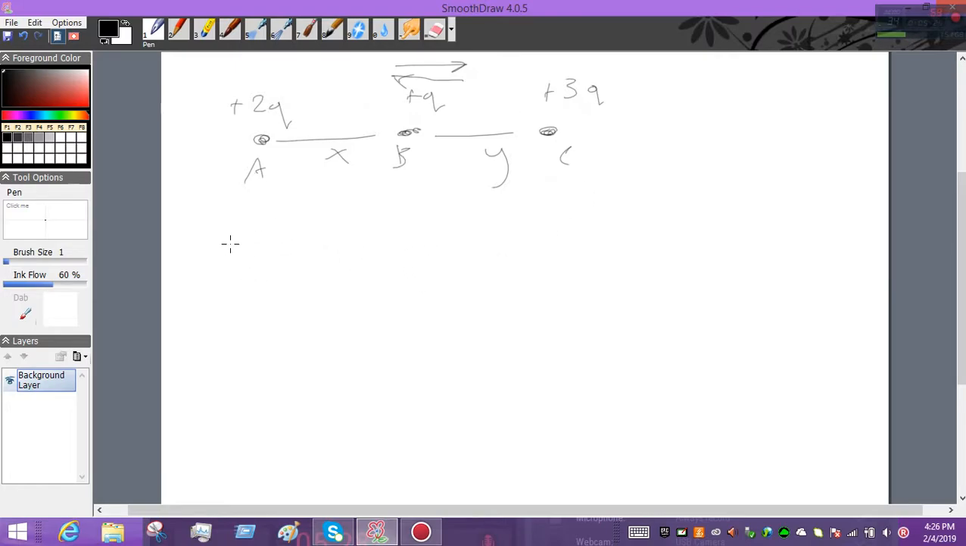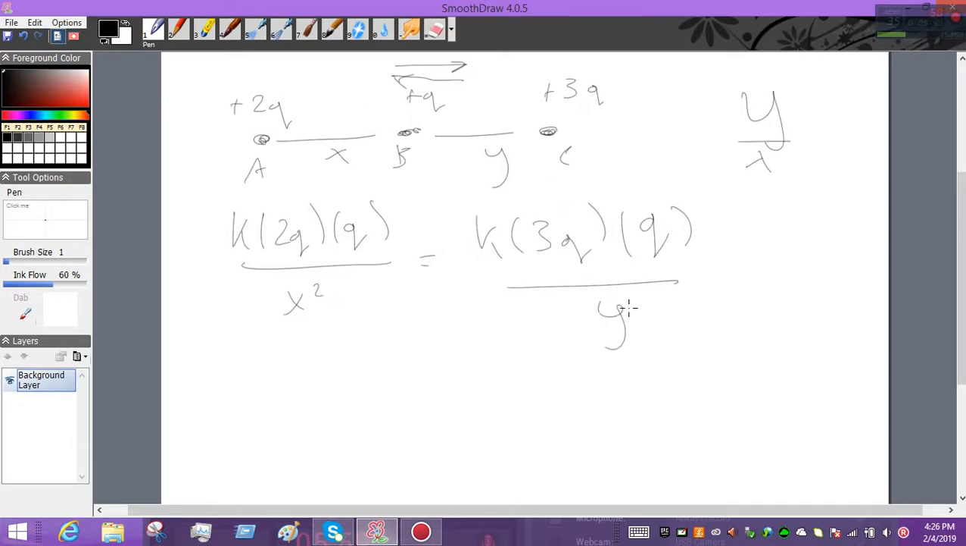So if we use our equation, K times 2Q times Q over X squared, and we're trying to find Y over X, equals K times 3Q, because we got our 3Q from there, times Q, which is from there, over Y squared. So we can cancel out the K's by dividing by K. We can cancel out these Q's by dividing by Q. And we can cancel out this Q with that Q.